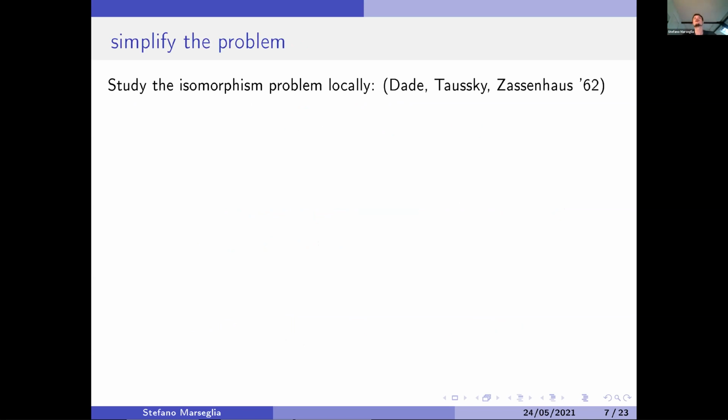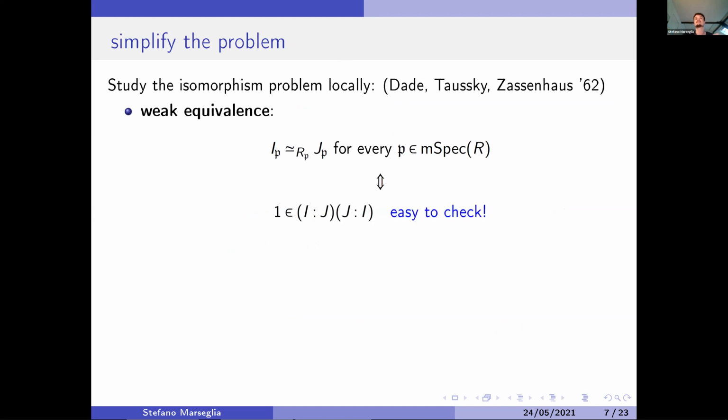So we follow the work of Dade and Skinner, and also work quite old from 1962. They introduced the notion of weak equivalence. So two fractional ideals are weakly equivalent if and only if they are isomorphic locally at every prime, so after localizing at every prime. They also prove that this is the same as having 1, the unit element of the algebra, inside the product of the two inverse colon ideals, so I colon J and J colon I.